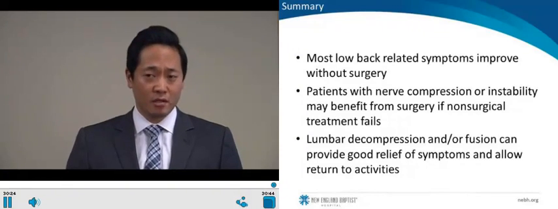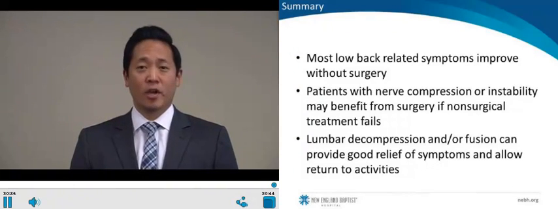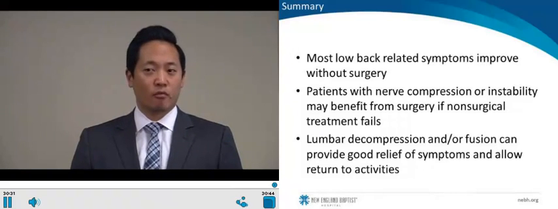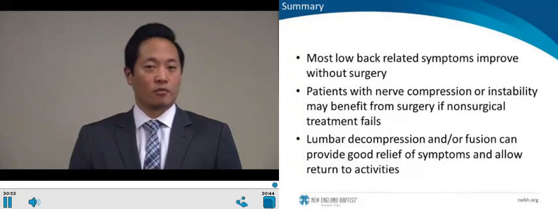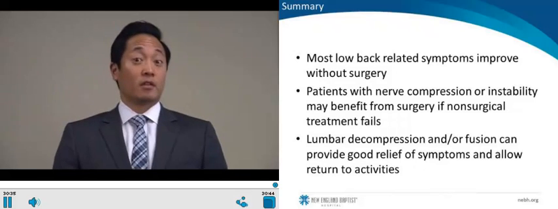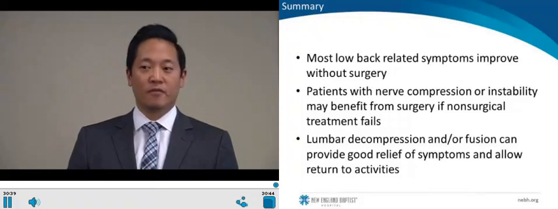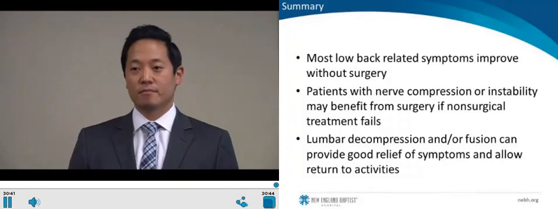So in summary, luckily, most low back-related symptoms improve without surgery. Patients with nerve compression or instability may benefit from surgery if non-surgical treatment fails. Lumbar decompression and/or fusion can provide good relief of symptoms and allow return to activities.